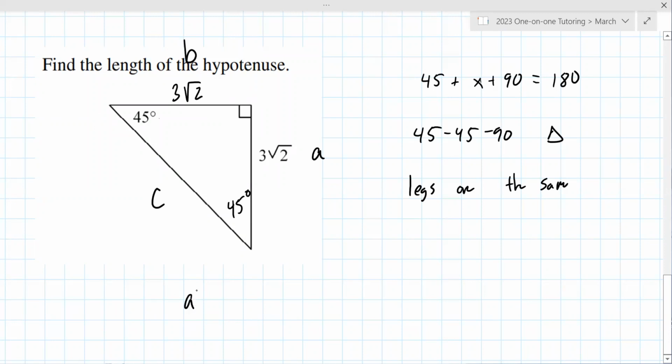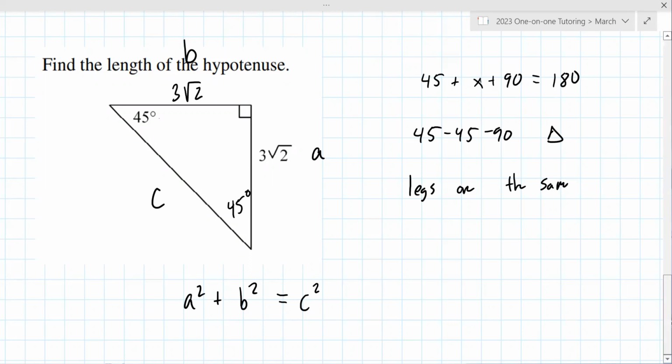Okay, and it's still A squared plus B squared equals C squared. But there is a shortcut. Do you remember that shortcut? We did this a couple weeks ago. It's been a long time, so no. Okay. So we'll do it the long way.